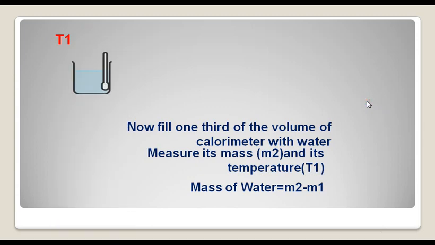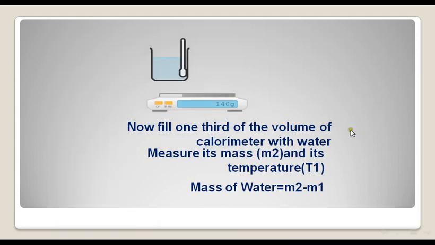Now we can take out this copper vessel with water, and then we have to find out the mass. Here the mass is the copper vessel and also the water present in the vessel. Now let it be M2. Now we have to calculate only the mass of water present in it. That can be obtained by taking M2 minus M1. M1 is the empty calorimeter mass, and M2 is the mass of water with calorimeter.